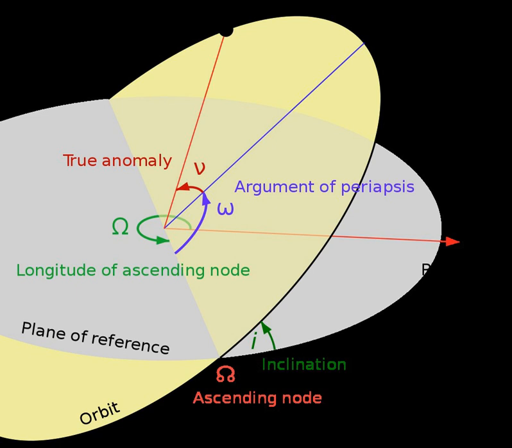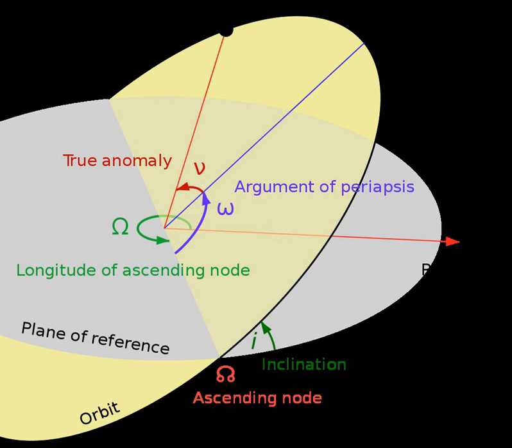the plane of the ellipse, between periapsis, closest approach to the central body, and the position of the orbiting object at any given time. Thus, the true anomaly is shown as the red angle ν in the diagram, and the mean anomaly is not shown. The angles of inclination, longitude of the ascending node, and argument of periapsis can also be described as the Euler angles defining the orientation of the orbit relative to the reference coordinate system.